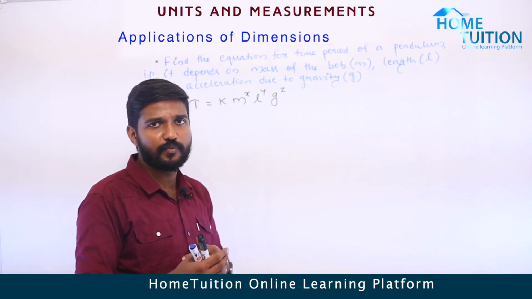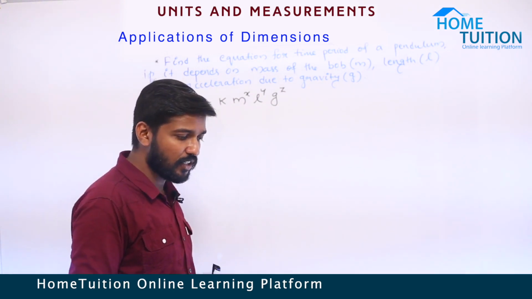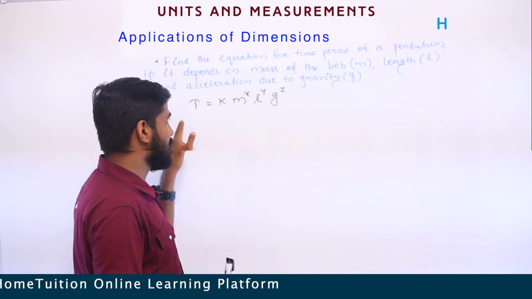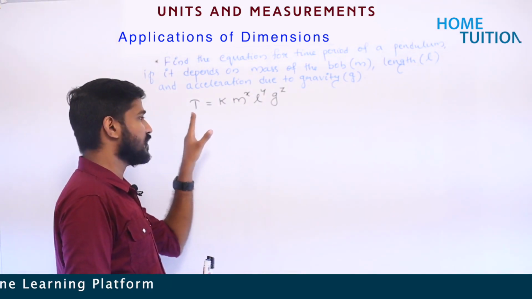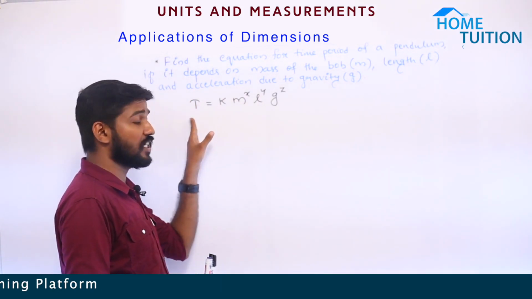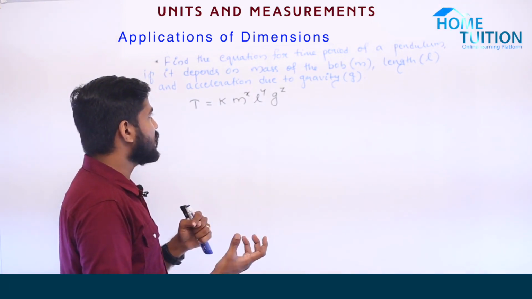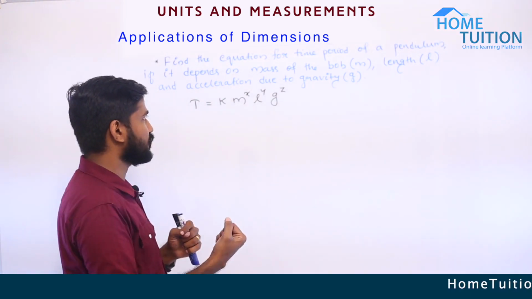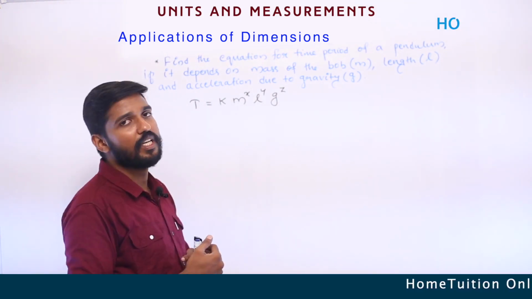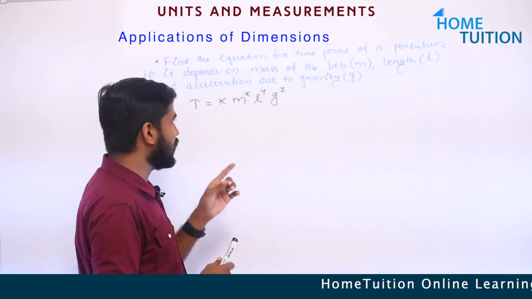So when you find these exponents, you will get the equation, right? First of all, write like this: the quantity whose equation is to be determined, here it is t, time period, equals the quantities on which the physical quantity depends. Here it is mass, length and acceleration due to gravity. Am I clear? Okay.